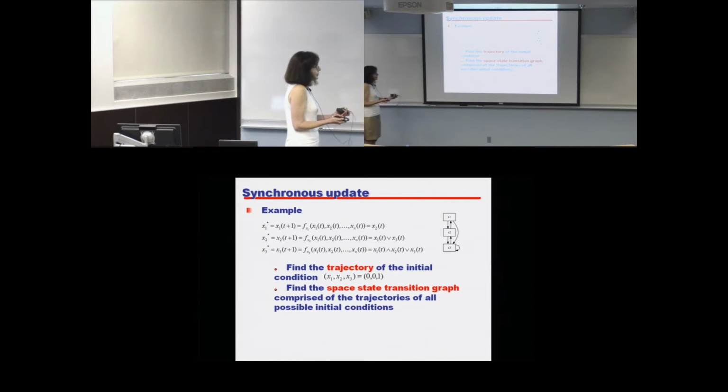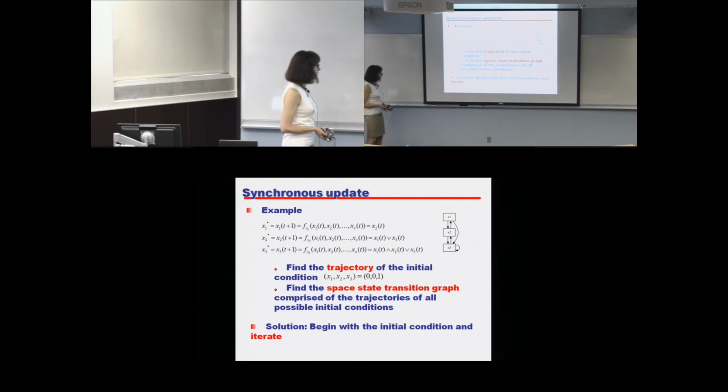Often, now that we've introduced time, we want to talk about trajectories. We want to talk about the dynamics of the system. And we want to start with some examples. So if we have a system that has a wiring diagram like this, and the rules of interaction are determined this way, let's find the trajectory of this initial condition. And notice again here we have "and" and we have "or", and "and" has higher precedence.